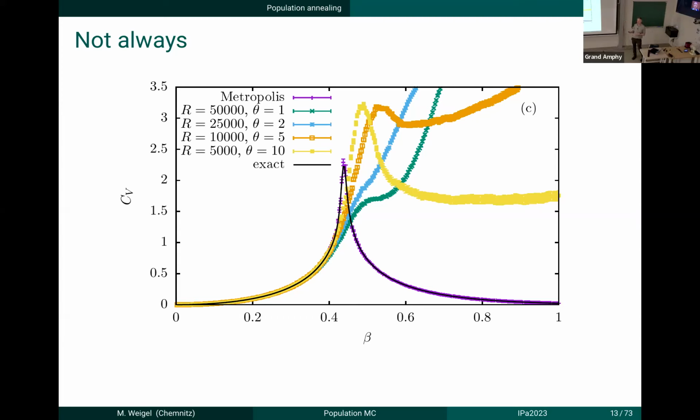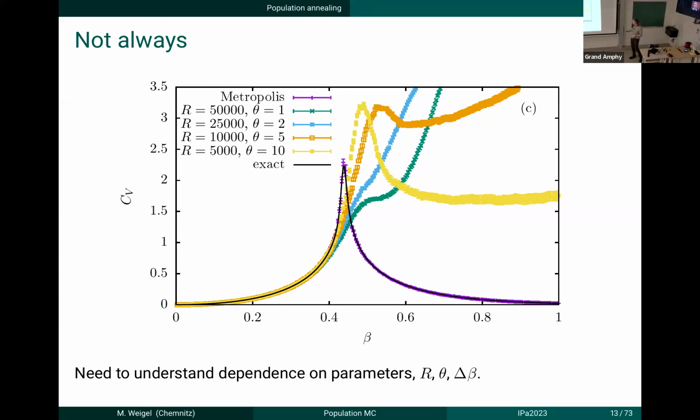So if I just simply switch off the resampling, this is what I get. Even for all parameters that are chosen here, I fall out of equilibrium, and they never return into equilibrium, even for lower temperatures. So the resampling is really an important ingredient.